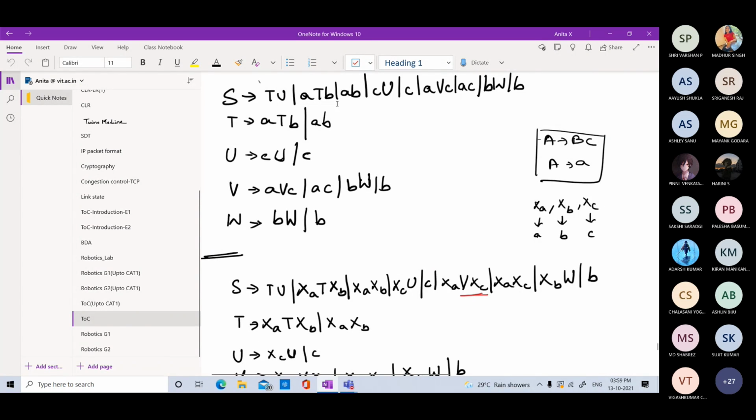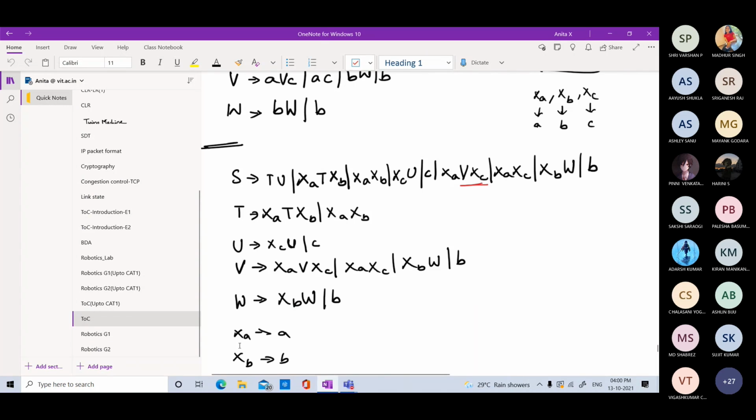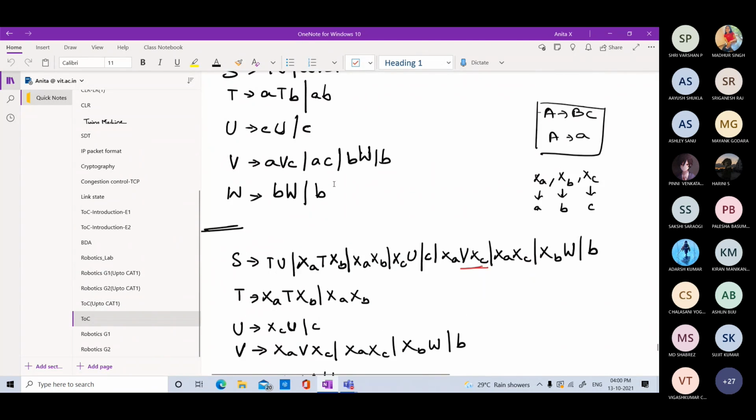So how can we convert this? Here I'll be introducing some additional non-terminals. Wherever I have a deviation, if there is a terminal there, we are going to replace it with a non-terminal. Here you can see there is a deviation. So A and B should be replaced by non-terminals. For that, I'm introducing two non-terminals: XA derives A and XB derives B. Wherever there is a deviation, if A comes, I'm going to replace it with XA. And if B comes, I'm going to replace it with XB. So that is what we have done here.